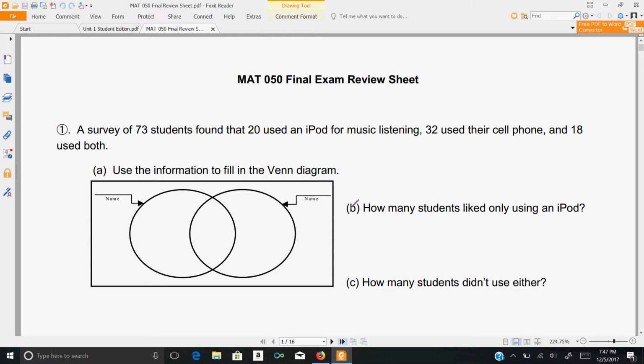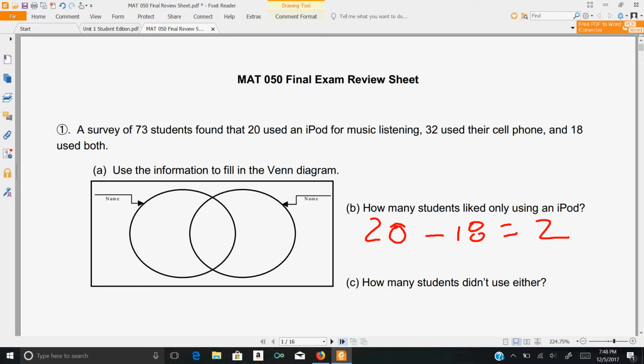Question B, how many students liked only using an iPod? We know that 20 students use an iPod, but 18 of those also use a cell phone. So the ones that only use an iPod are 2. And question C, how many didn't use either? I'll come back to question C in a moment.